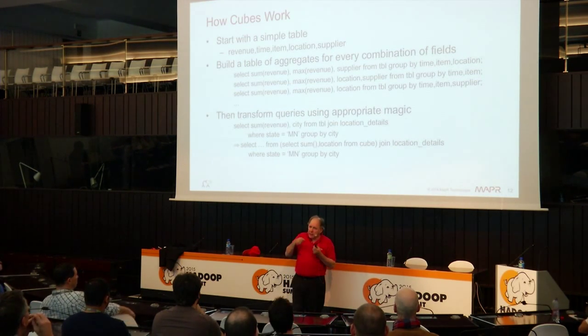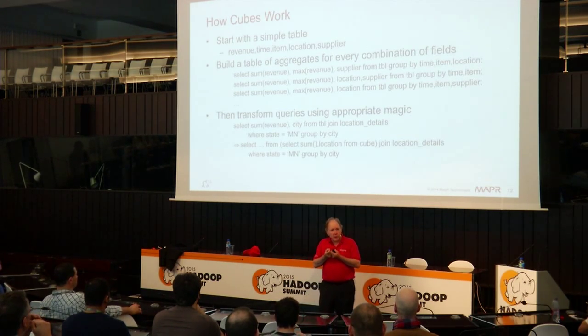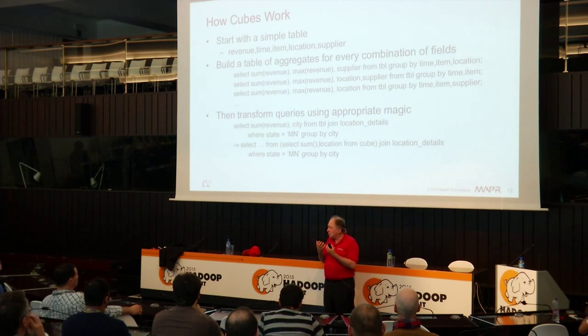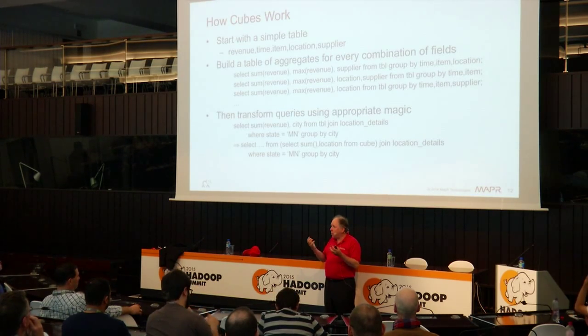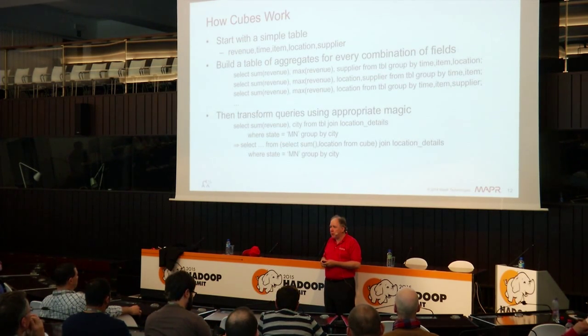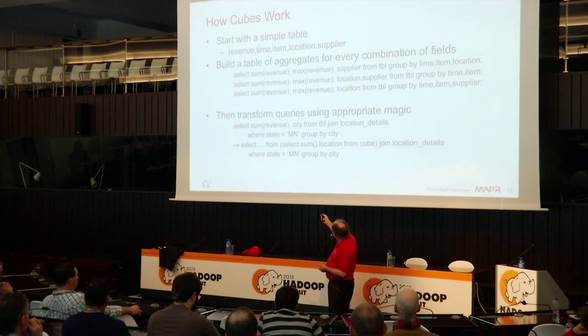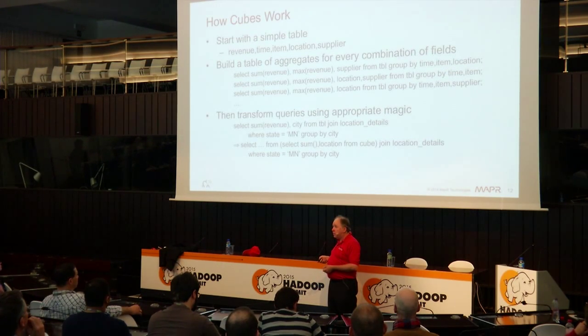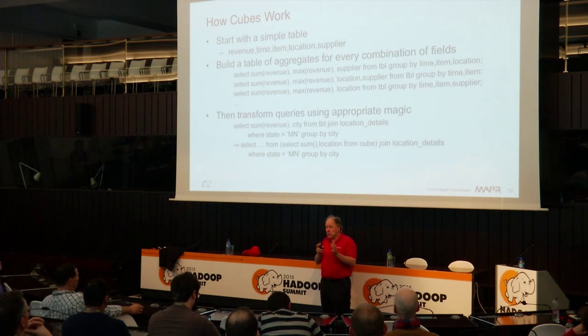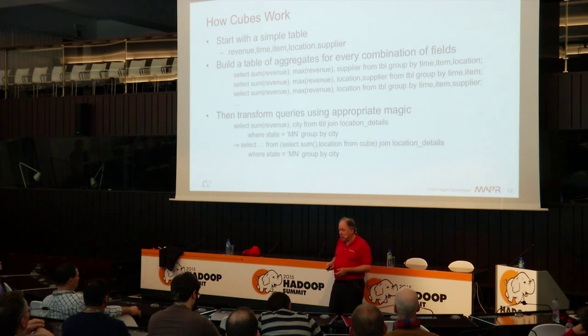And so the idea is that we're going to build new tables, each of which is called a cuboid, which represents most or all of the aggregations and groupings that we want. So you can see some examples there. I have a query: sum the revenue and the max of the revenue, and give me the supplier, but group by time, item, and location. You can see I'm grouping by 3 of those, retaining 1 of them. I could group by all of them and retain all of them in the query, and so on.